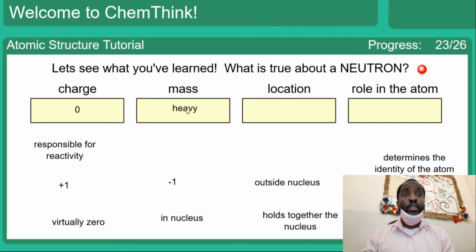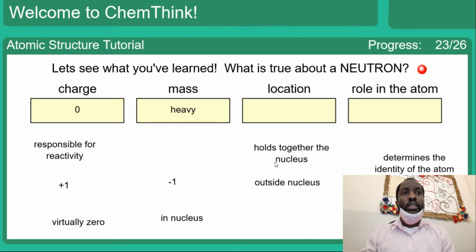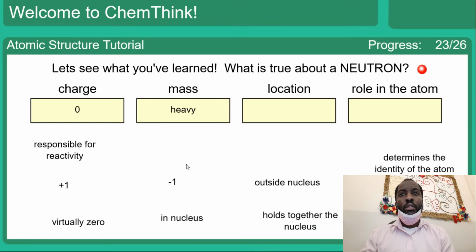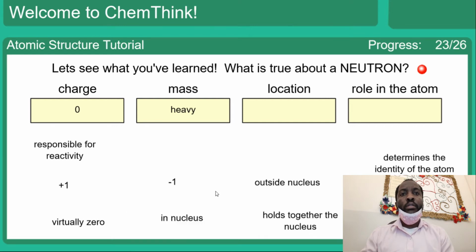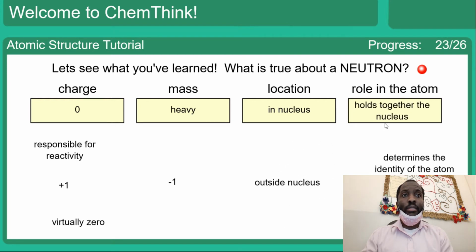Thank you. What about the location? The location should be in the nucleus. What is the nucleus? In the nucleus. Thank you. Role in the atom. So what does the neutron do in the atom? It actually holds together the nucleus.